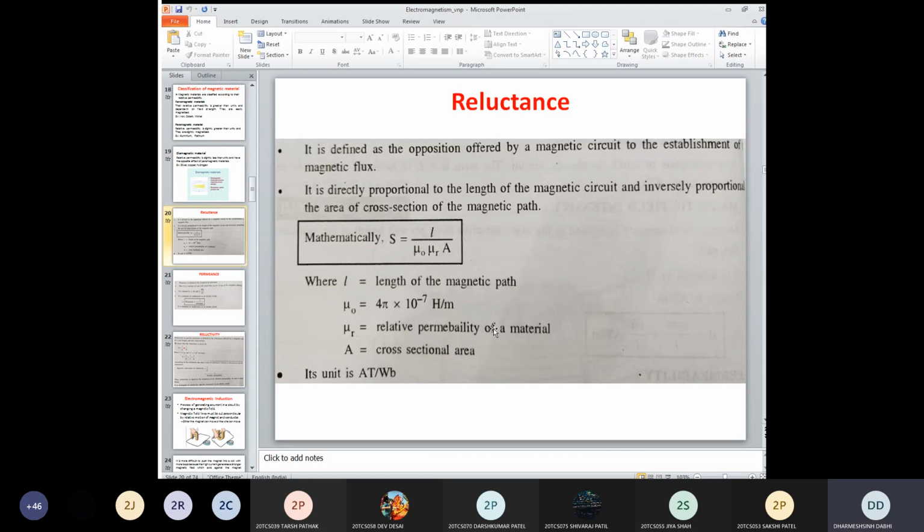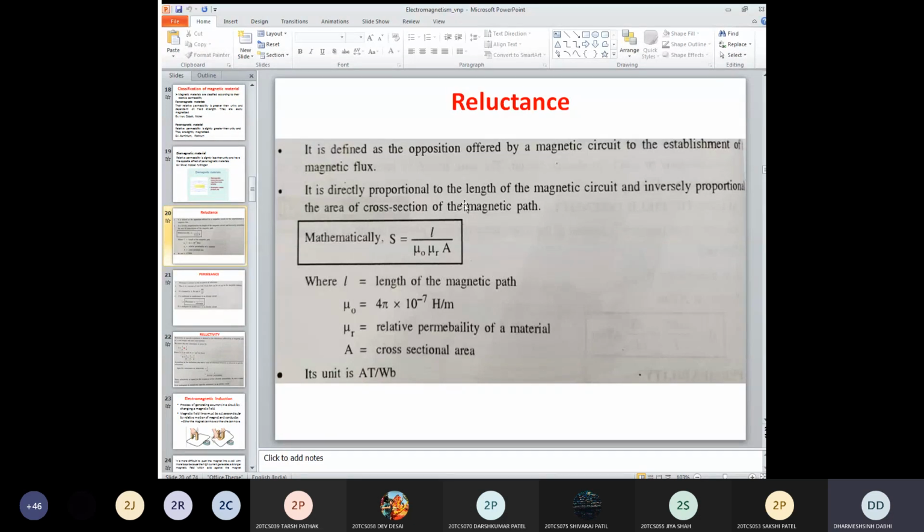The next term we have is reluctance. Reluctance is the same as resistance of the magnetic circuit. In the electric circuit we have resistance, with the equation R equals rho L by A. Clear? Same way, here in the magnetic circuit we have reluctance. So what is the characteristic of reluctance? It opposes the flux established in the magnetic circuit.